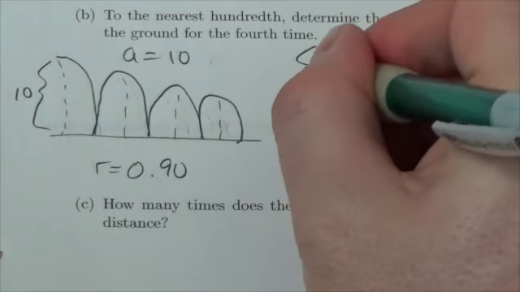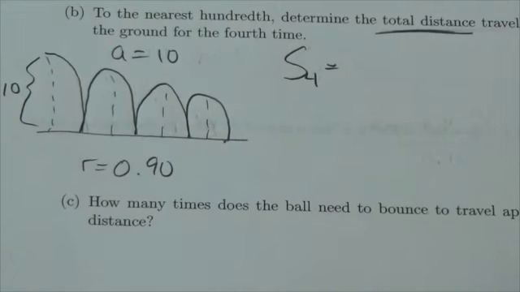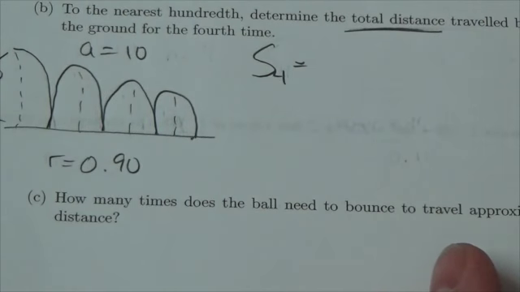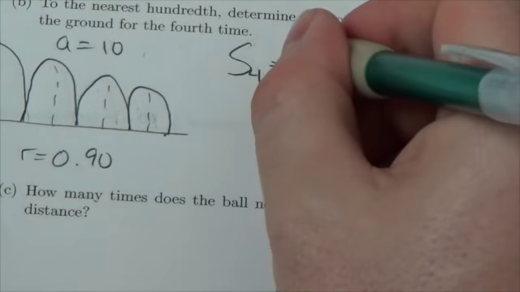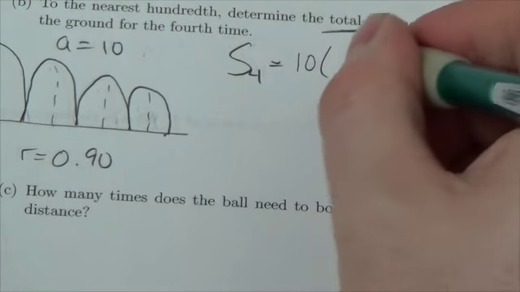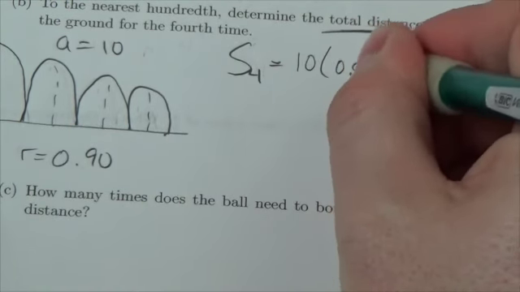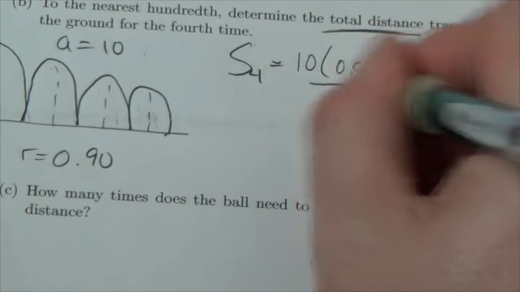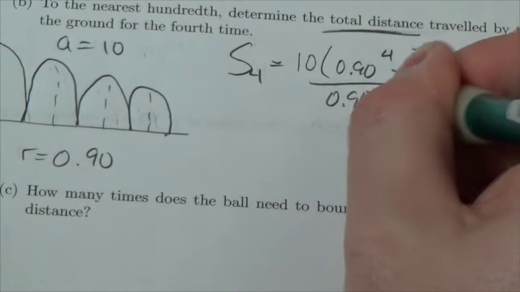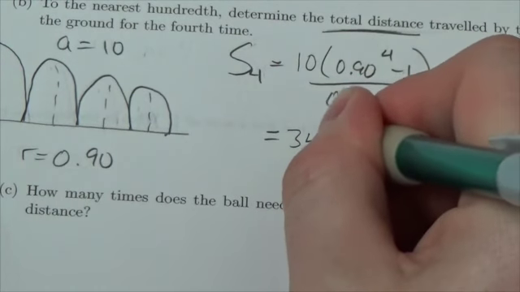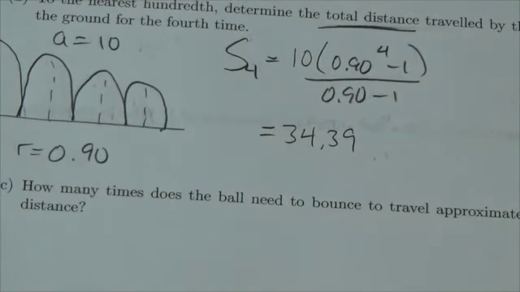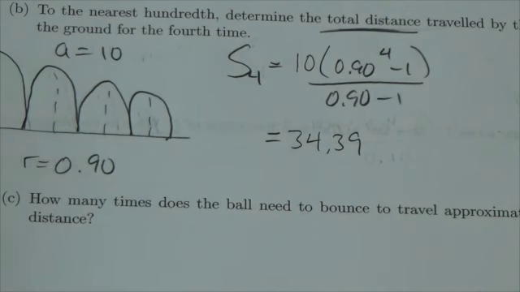And so now for my summation of those 4 heights, because I don't know what the height is on that last term, the fourth term, I'm just going to use the other equation that doesn't require that. So it'll be A times r to the n minus 1 over r minus 1. And when you enter this into the calculator, you will get 34.39.